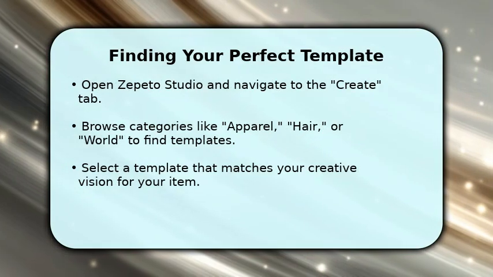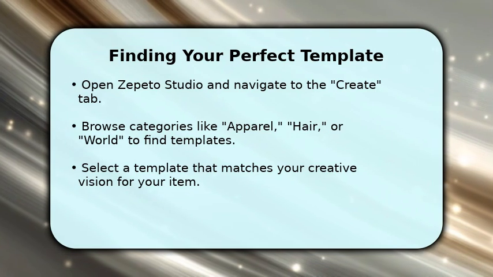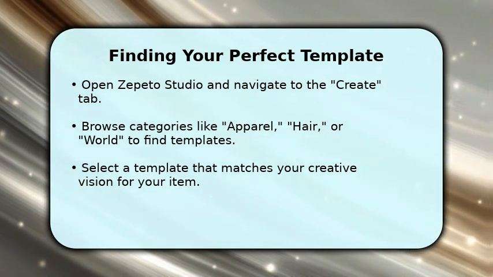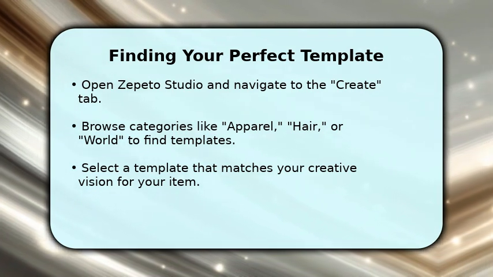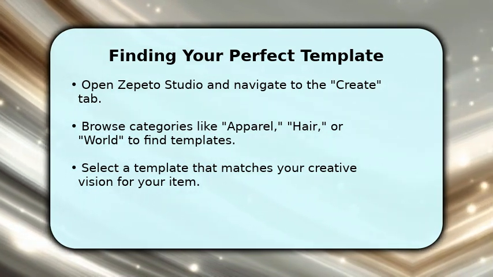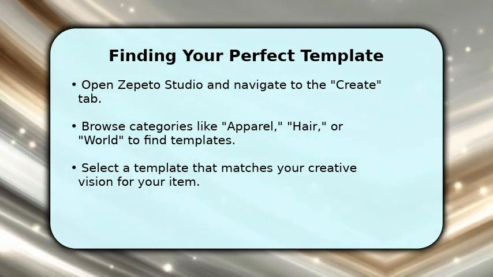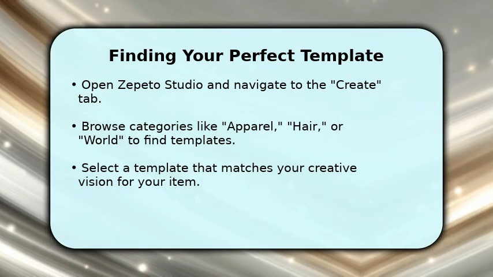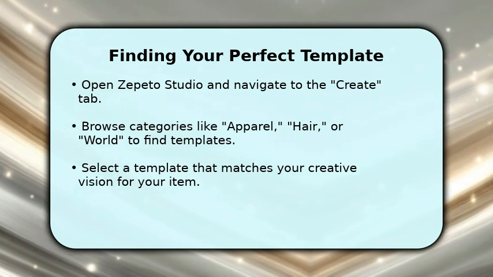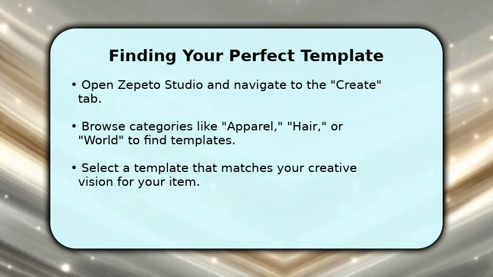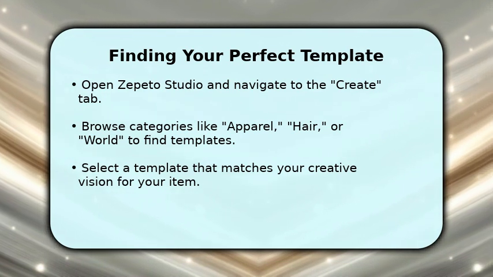To begin, open your Zepeto Studio application and head straight to the Create tab. This is where all the magic starts. You'll see various categories, such as apparel, hair, or world, each filled with different template options. Take your time to browse through them and select the one that perfectly aligns with your vision. Choosing the right template is the first crucial step toward crafting your unique Zepeto item.